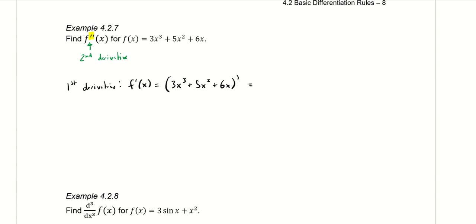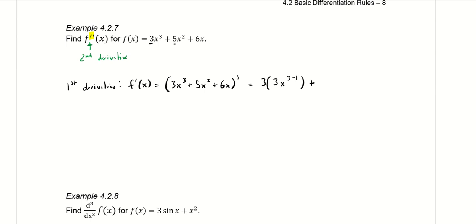So it looks like I'm going to be using the power rule a couple times here, right? I've got this 3x cubed plus 5x squared. And I can also, like we talked about, take out those constants if I want to. So this is going to be 3 times the derivative of x cubed. Using the power rule, I'm going to take that 3 out to the front, times x to the 3 minus 1.